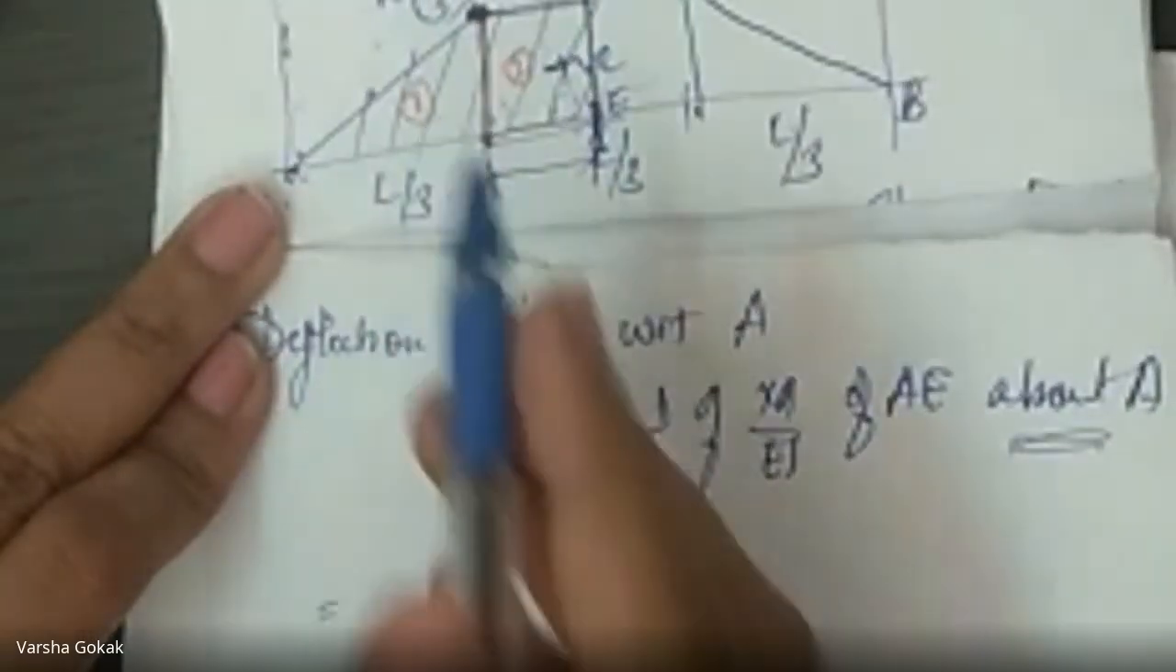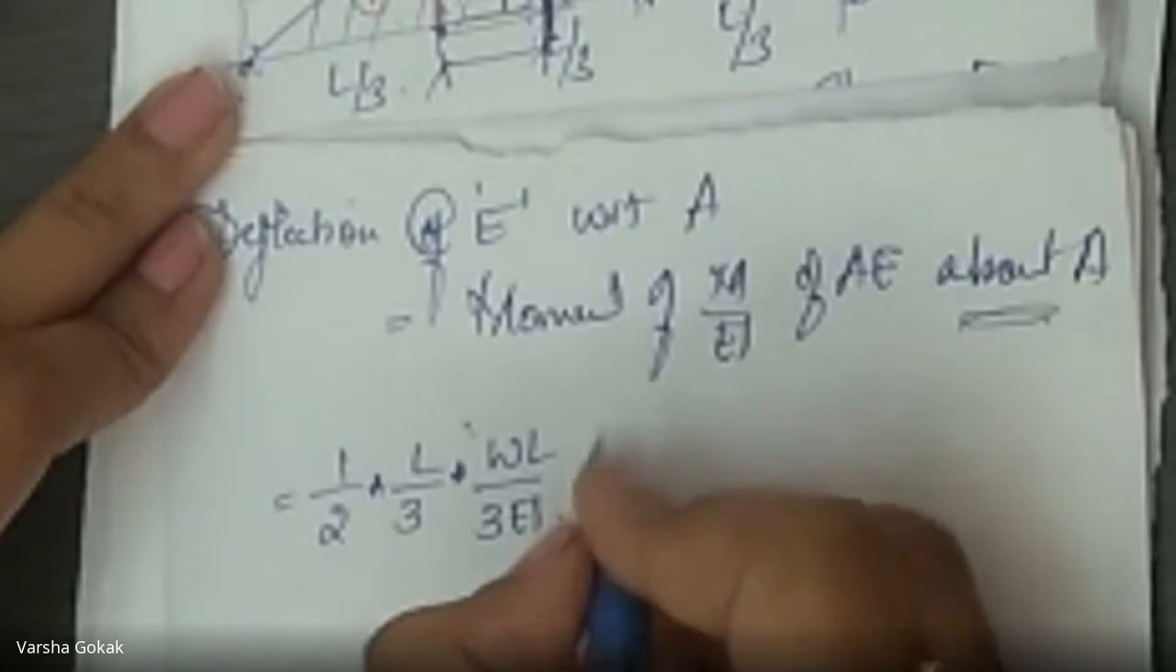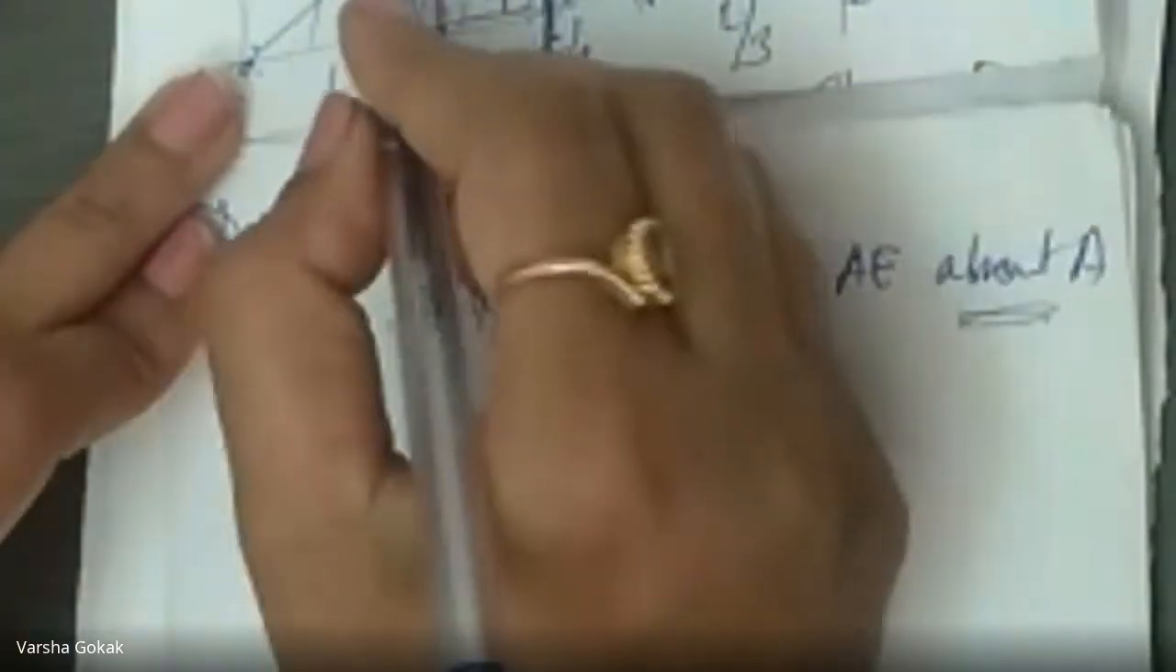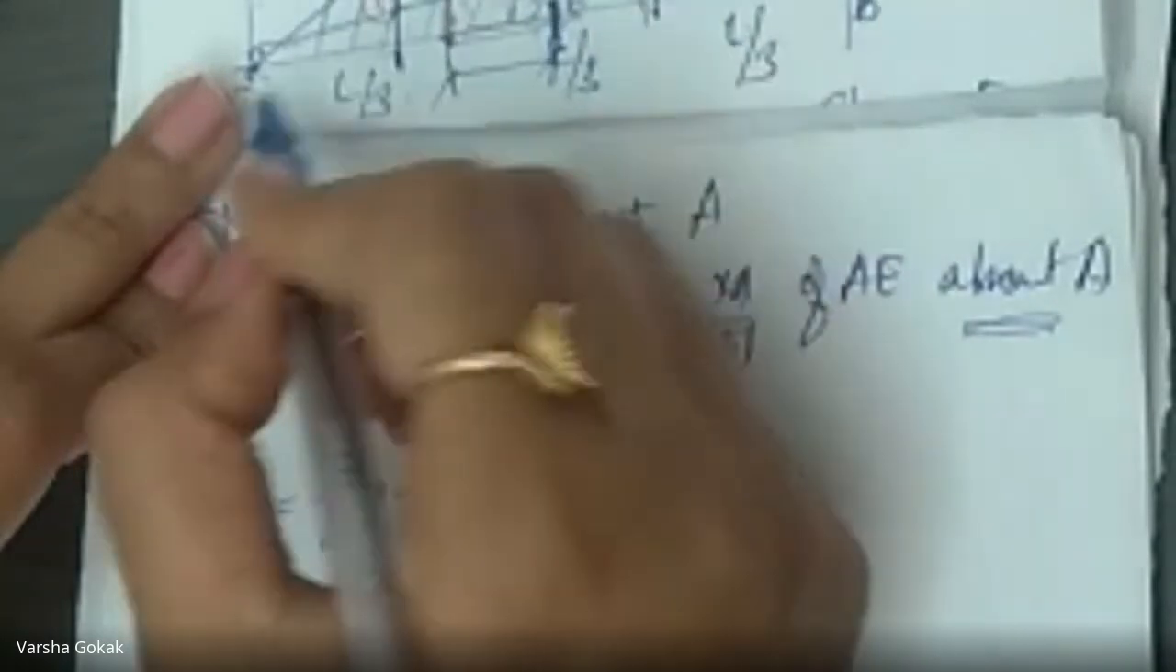So I will write it, just observe. So first comes the triangle. It is half base height, WL by 3 EI. WL by 3 EI is the area, okay, into CG. Now CG of this triangle is where? Here. So this distance is how much? 2/3 of L by 3.